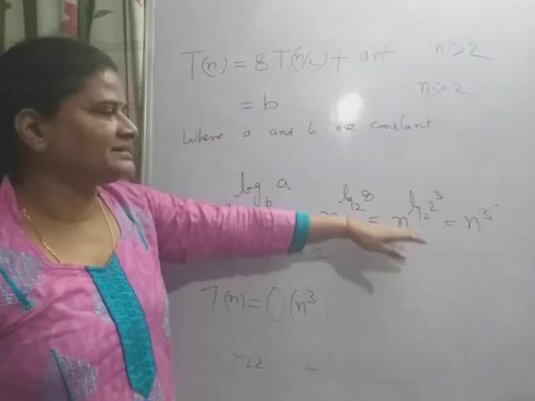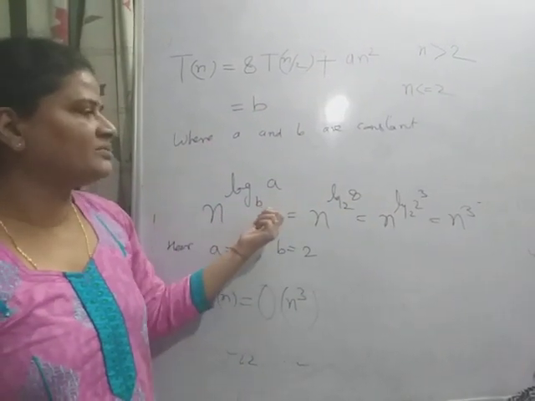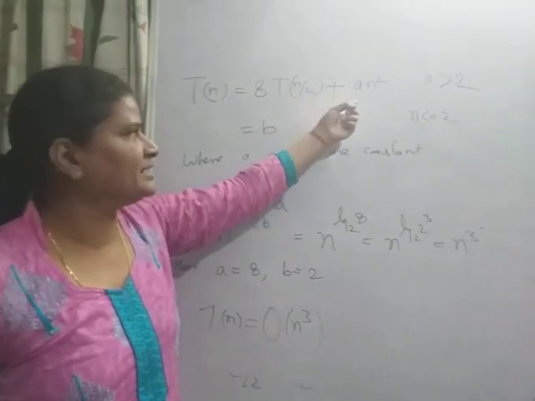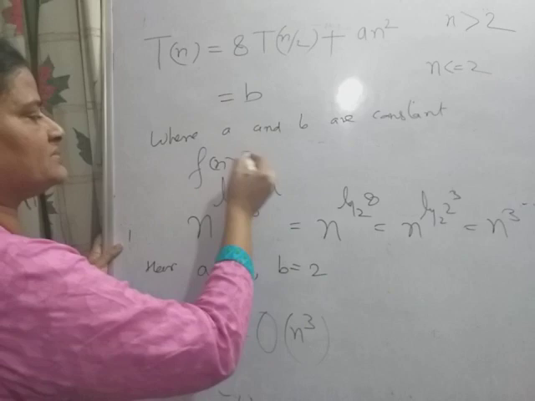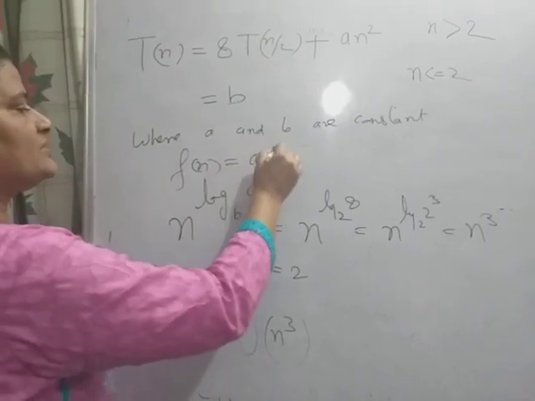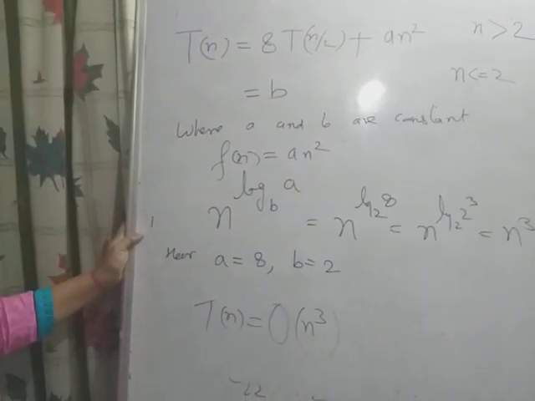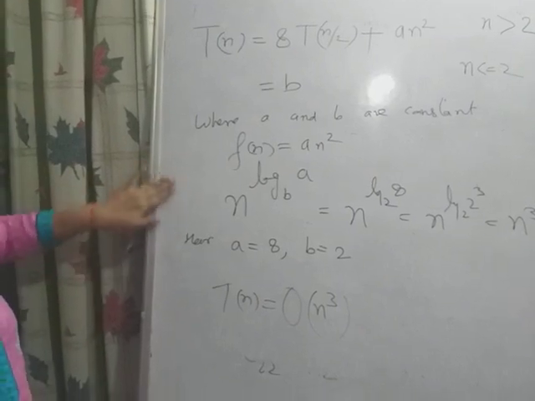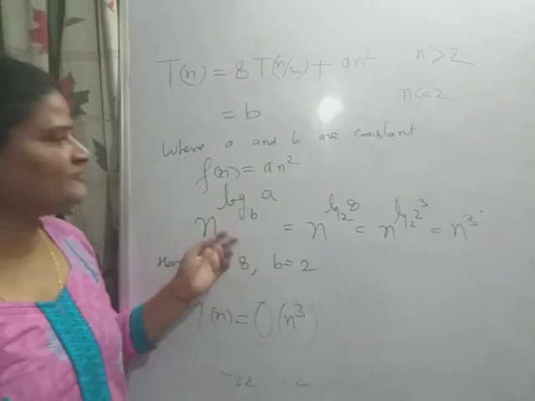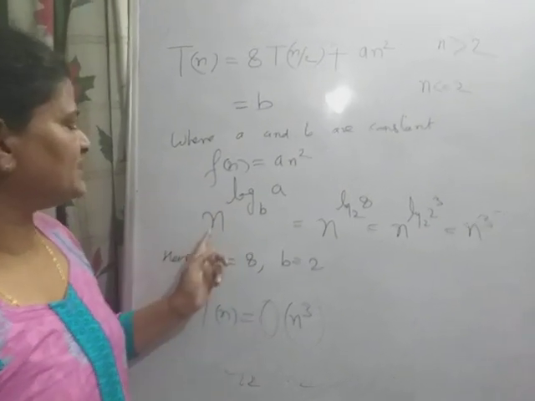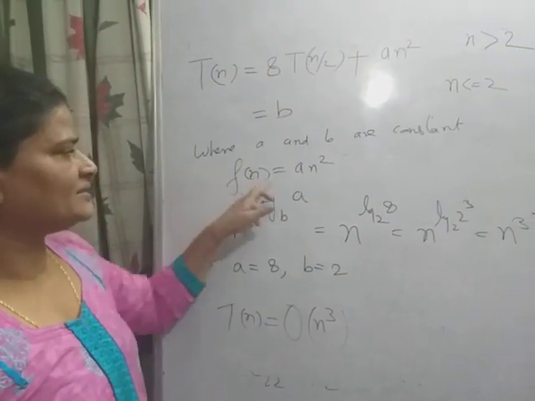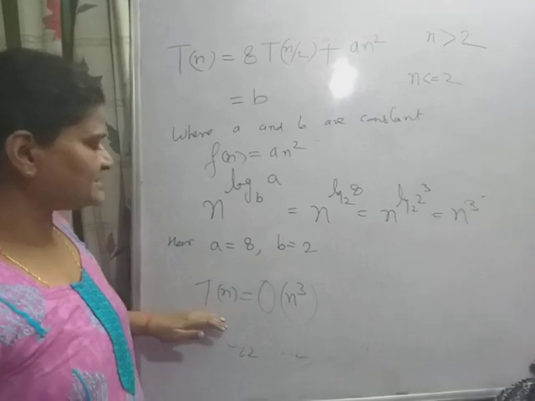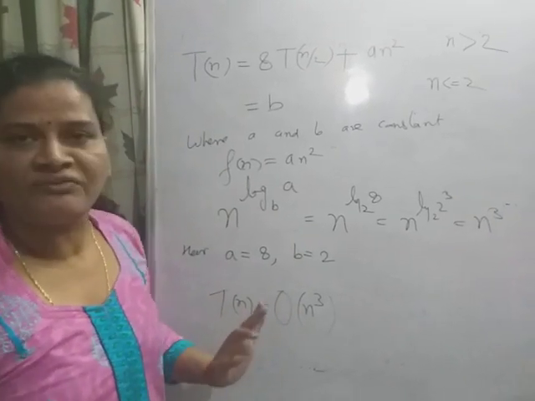N square, and this is greater than, so it will go to the what? By adding 1. Here what? Fn. In the case of here, if you apply the Master theorem, then here the Fn is equal to n square. So simply it will go to the first case where n to the power log b a is greater than Fn, n square. So simply the Tn running time is order of n cube.